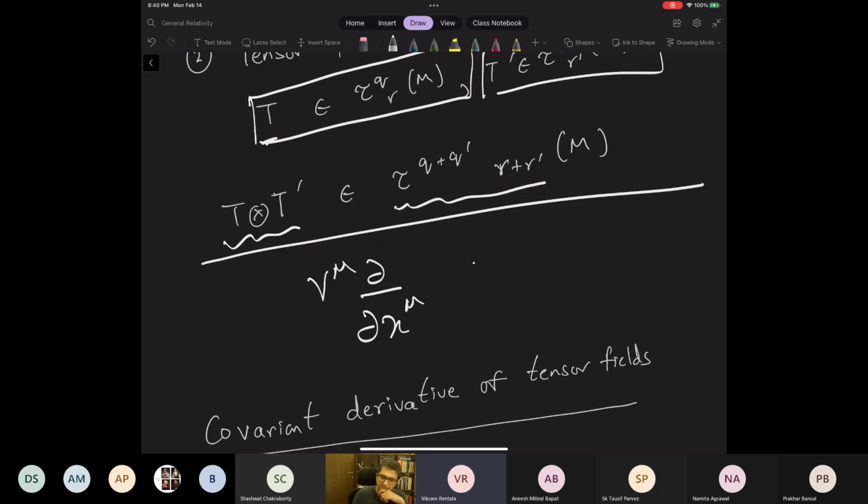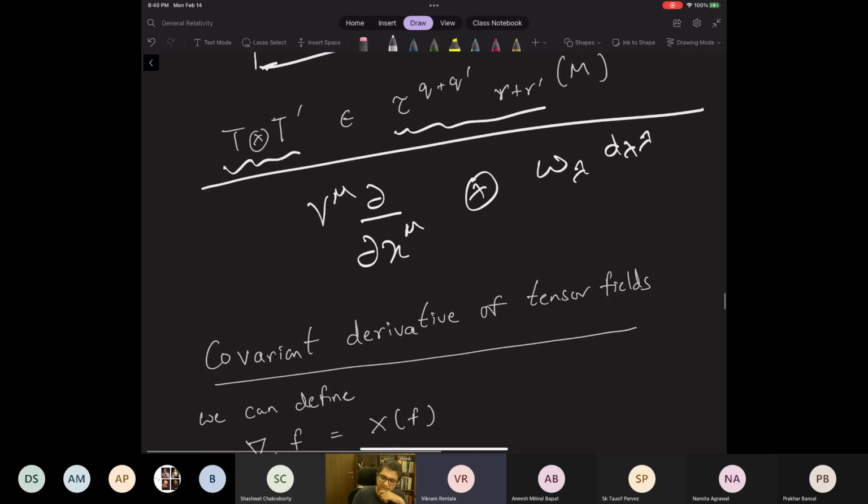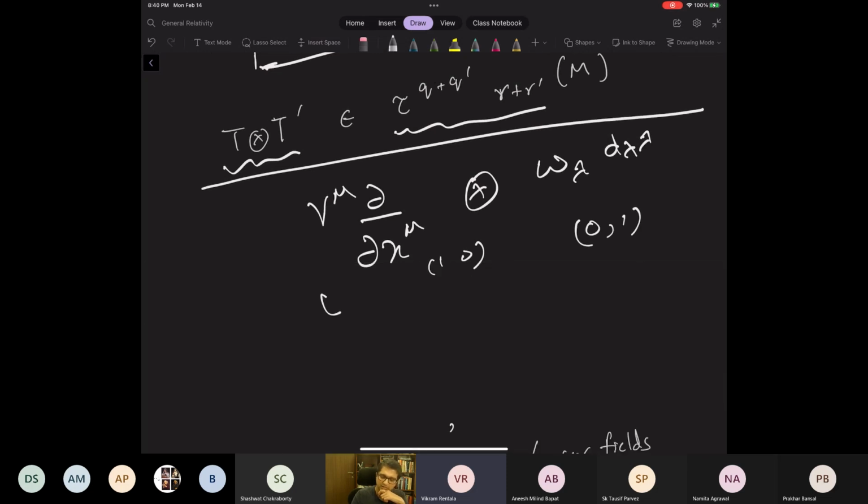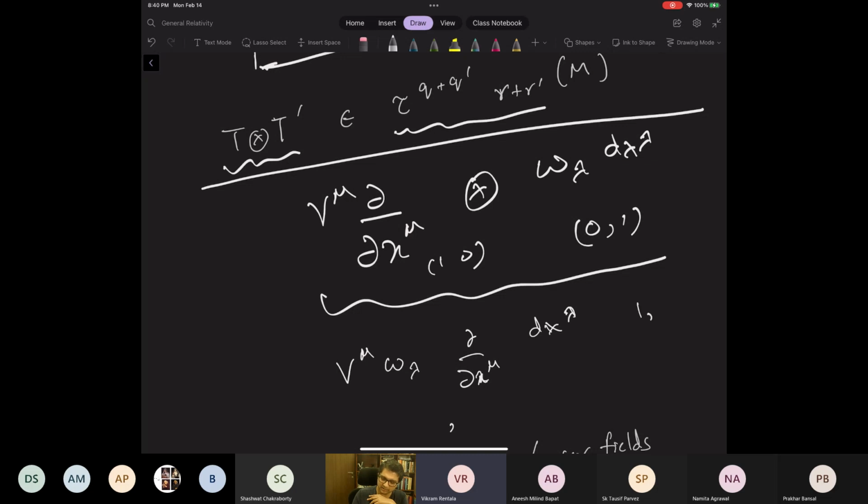For example, if I take the tensor product of a vector and a dual vector, this is a tensor of type (1, 0), and this is a tensor of type (0, 1). Now if I take the tensor product of these two, this will give me v^mu w_lambda partial_x^mu dx^lambda in some basis, and this is basically a tensor of type (1, 1). So this is what we mean by a tensor product.